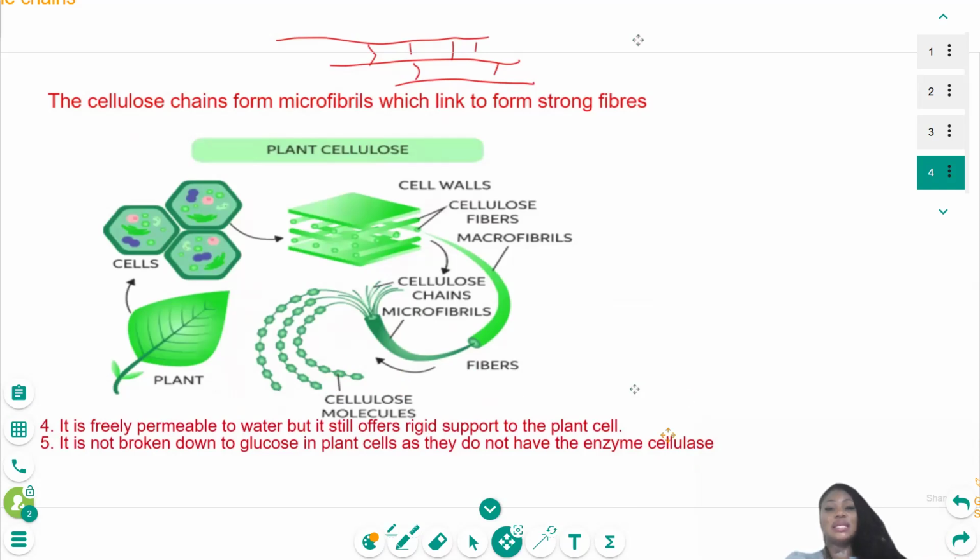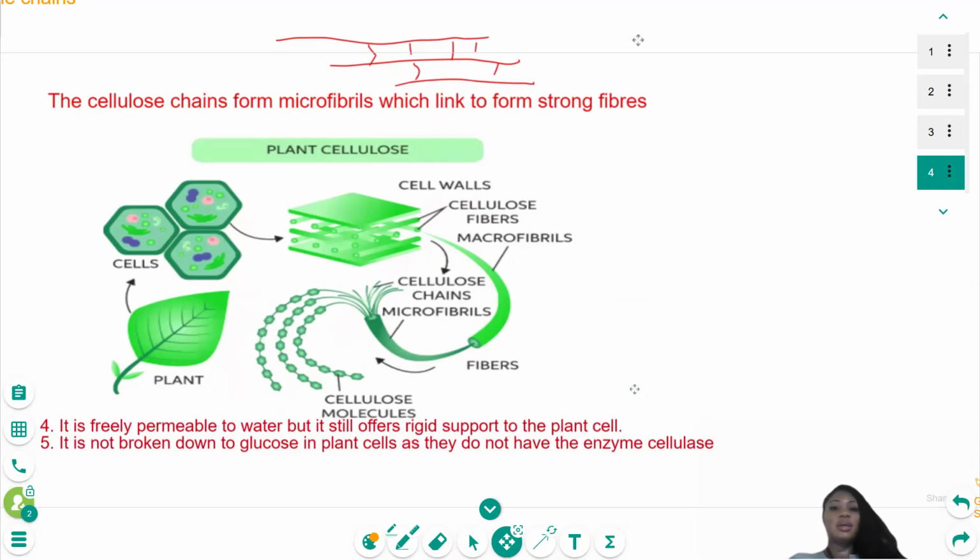They don't have cellulase. So when we eat vegetables and we say we're getting fiber, what we really mean is that we're eating cellulose. And because we cannot break down the cellulose, it just passes through our digestive system. But we can break down starch. We have an enzyme for that, right? But just remember, the point of cellulose is not to store glucose to be used by the plant. It's actually to provide structure for the plant.